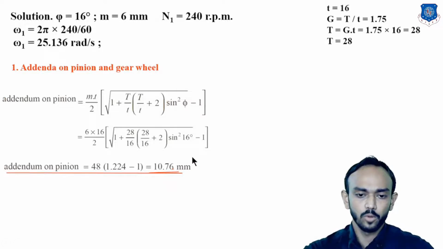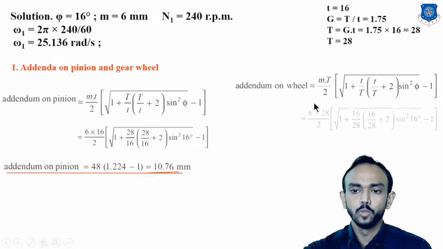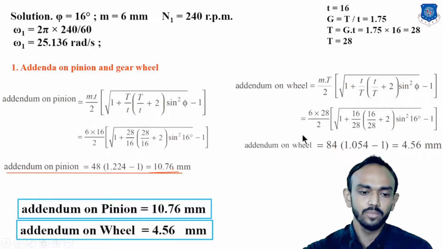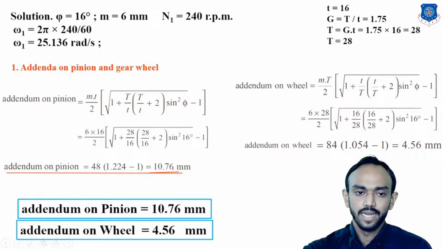You know that the same formula can be used for the wheel. Same type of formula is there. So we will find for the wheel m capital T by 2, and putting all the values, you will find the addendum for the pinion and wheel. It is very useful. We will use this data in our further derivations. Okay, let's start.